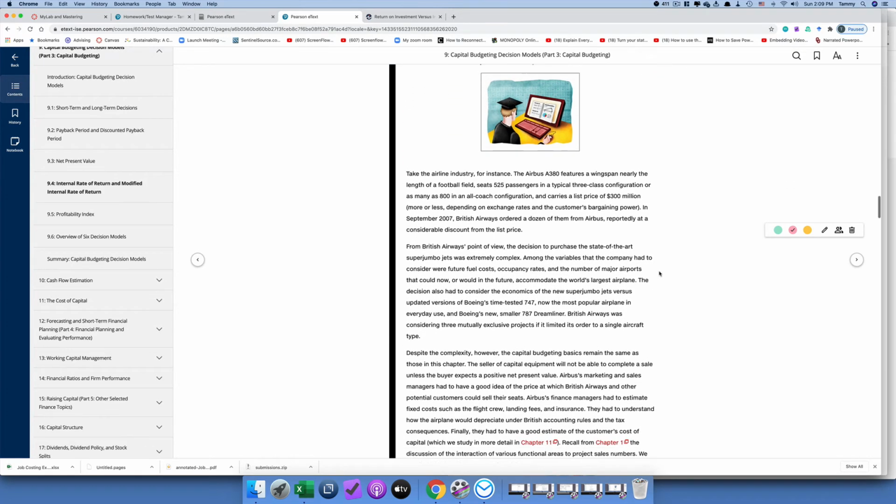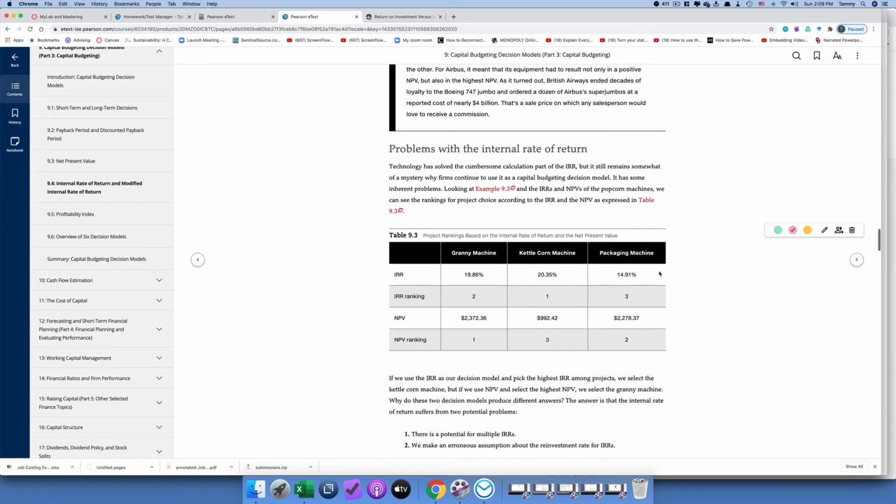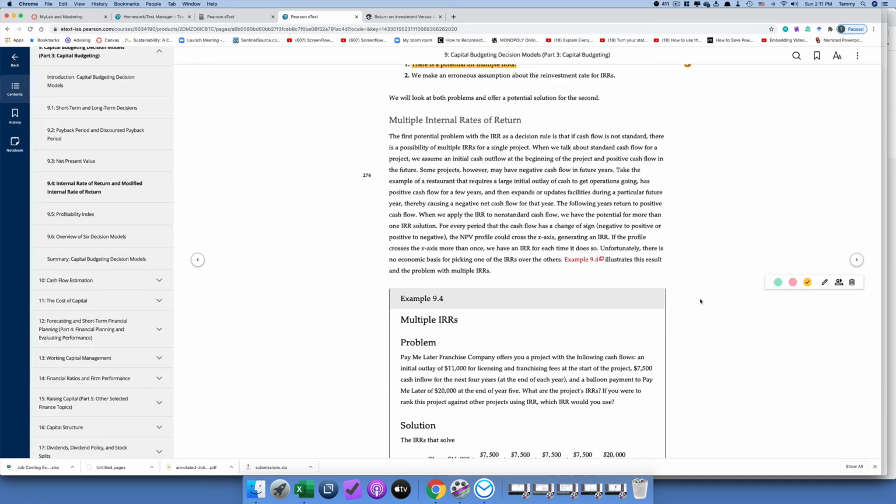All right, so the chapter goes on to discuss problems with the internal rate of return. One of the problems that arises with IRR arises because some investments don't have what's called a standard cash flow profile. In order to calculate an IRR with confidence, you have to have a negative cash flow in the beginning and positive cash flows in subsequent periods. But not all investments are like that.